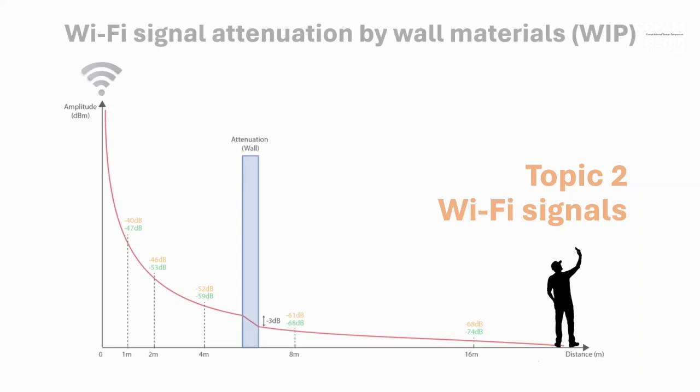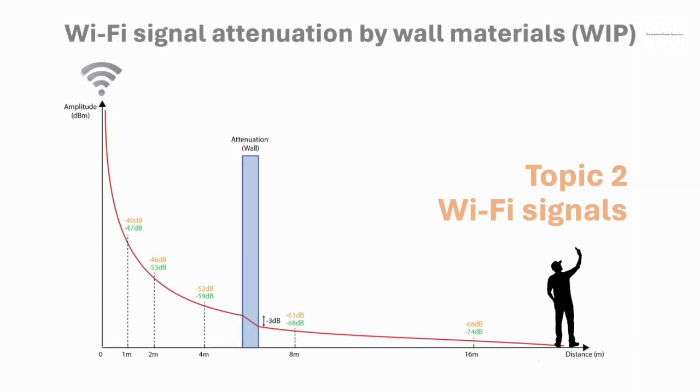Second topic. This is a guy not making a selfie, but searching for Wi-Fi signal, right? So topic number 2 is the Wi-Fi signal attenuation by wall materials.